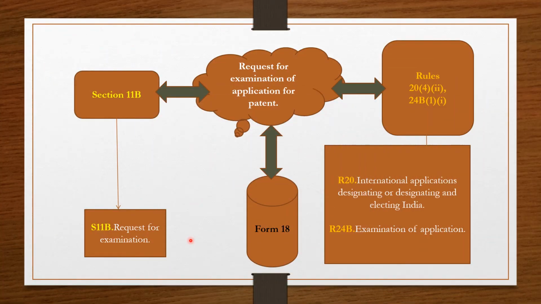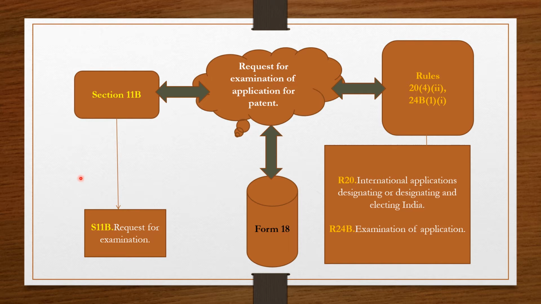Form number 18. The title is Request for Examination of Application for Patent. The related section is section 11B, and the related rules are Rule 20 and 24B. Exactly, Rule 20, Subrule 4, Clause 2, and Rule 24B, Subrule 1, Clause 1. Now, we will go a little deeper.